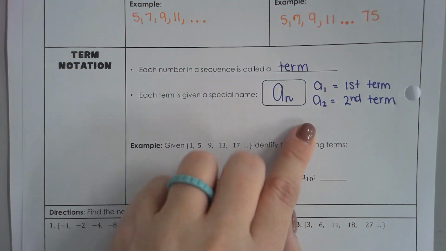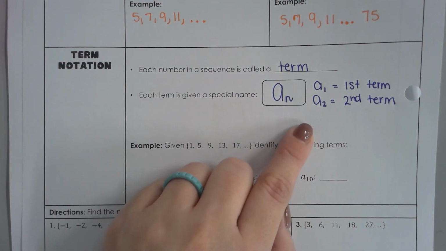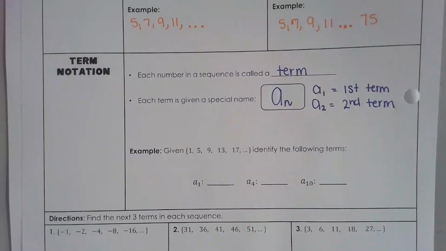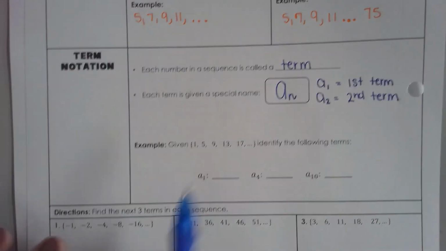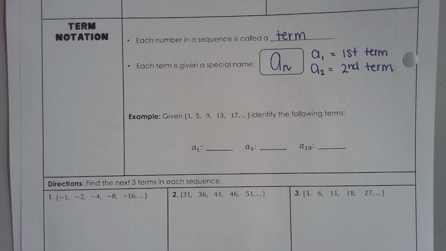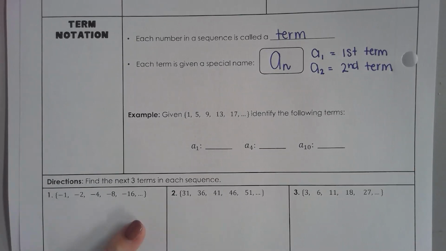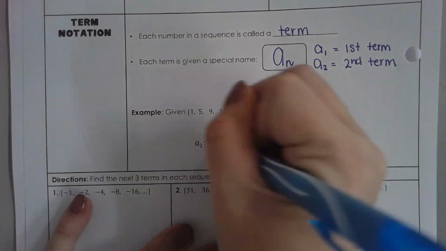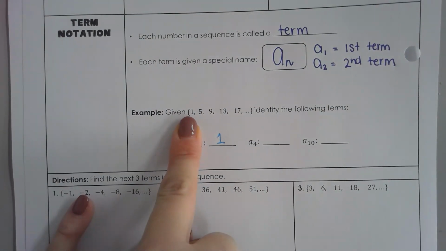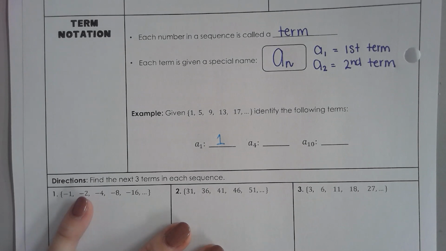So if it says a5, we want to know what the 5th number is in the list. And so an is just in general. n could be any number. So I have a list 1, 5, 9, 13, 17, and so on. What is a1 in this list? The first term. Which is what? 1. The first number in my list is a 1. What is a4?